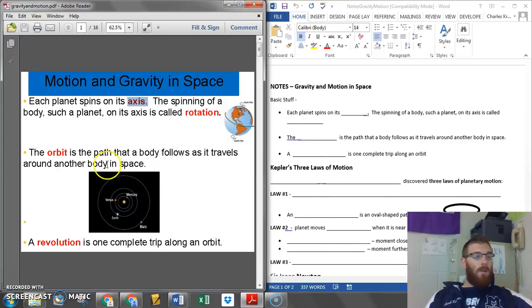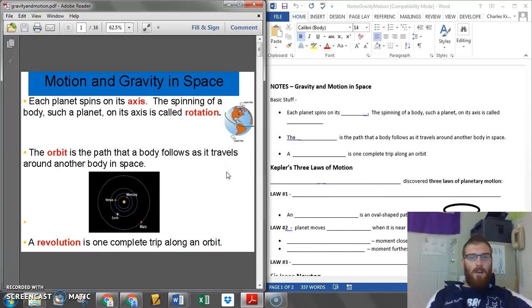This is important. We've already talked about orbit so far, but orbit is the path that a body follows as it travels around another body in space. So this, for example, would be the Earth traveling around the Sun, or the Moon traveling around the Earth. And this completed path of an orbital path is called a revolution, which is one complete path. So that is the revolution. So the difference between rotation and revolution: the Earth spins on its axis in a rotation, and the Earth travels around the Sun in a revolution.